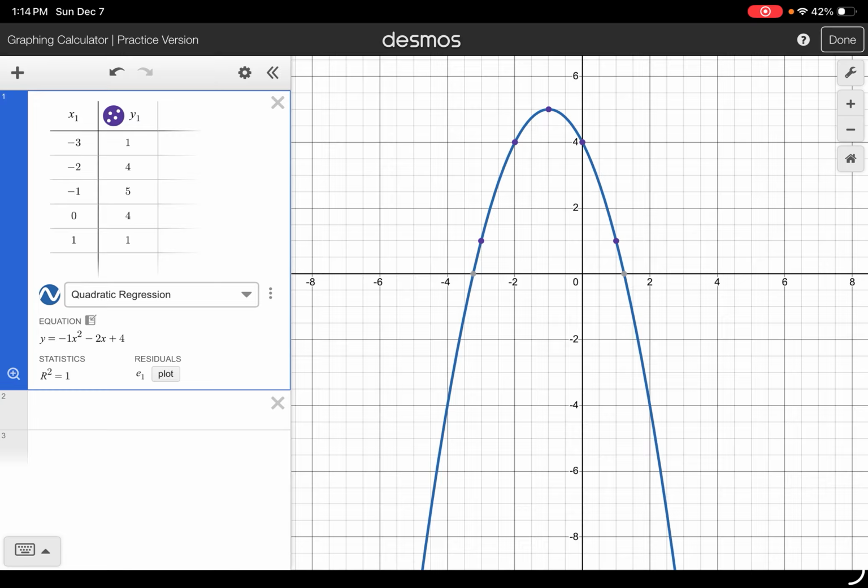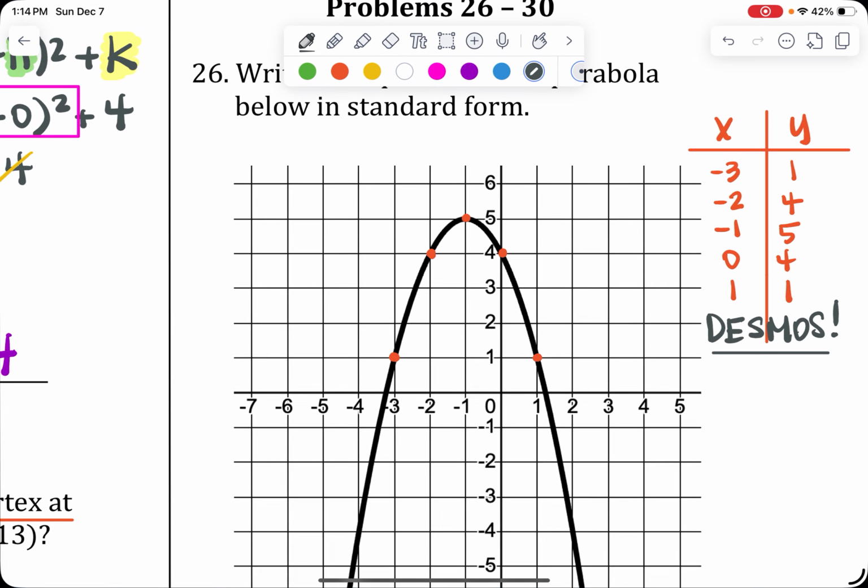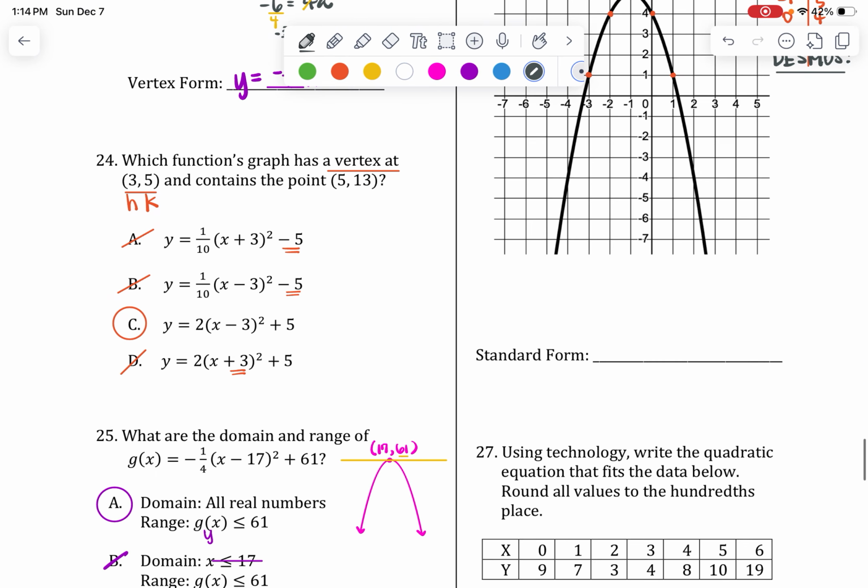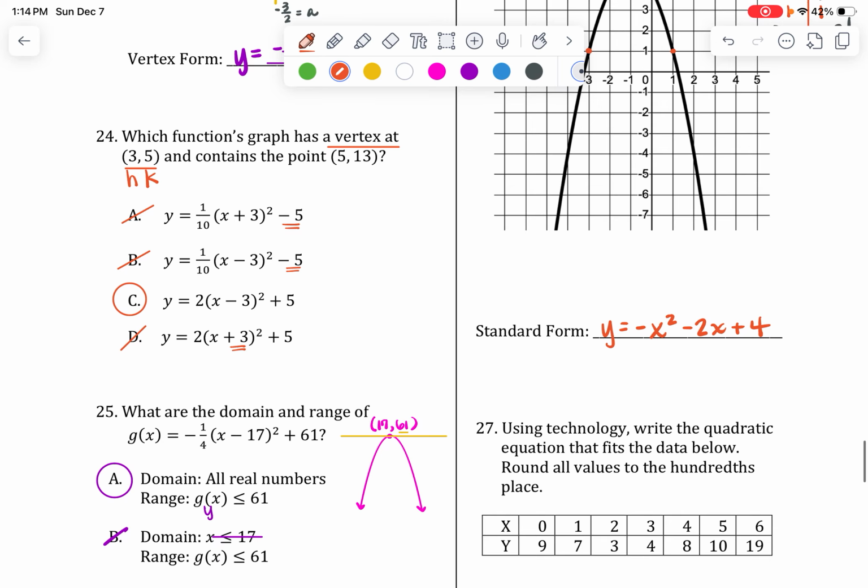And so that is going to give me this lovely equation right here, right? To me, that's going to be the easiest way for us to answer that question. And I'm totally fine with using Desmos on the test for that. So I'm going to write y equals, I'm just going to type over what I got on Desmos. So -1x squared minus 2x plus 4. And voila, easy peasy.